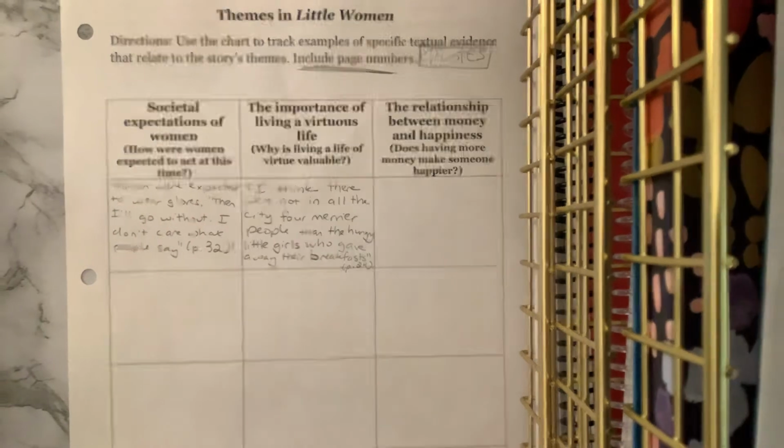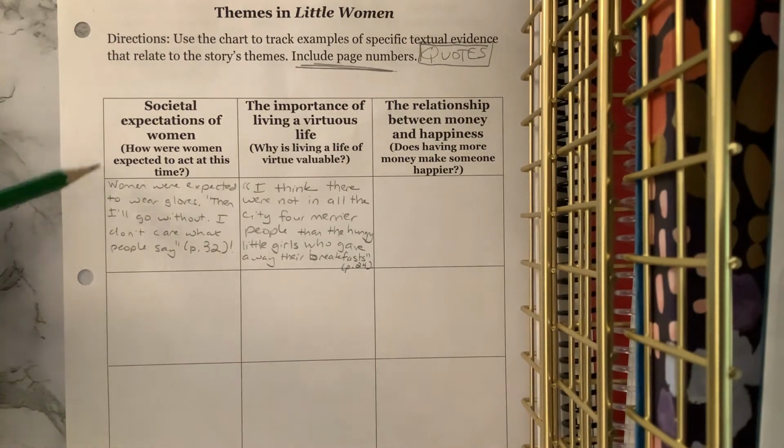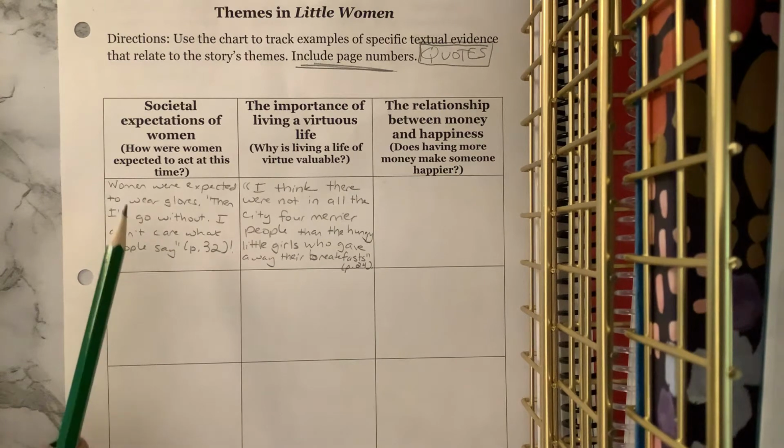And so, fifth graders, as you're selecting a quote, it's good to give a little bit of context here, right? Women were expected to wear gloves. Otherwise, this quote might seem a little bit confusing without that setup. So, when appropriate, it's a good idea to include this so that when you need to look back at this, you can have a little bit of an idea of what this is talking about. Okay.